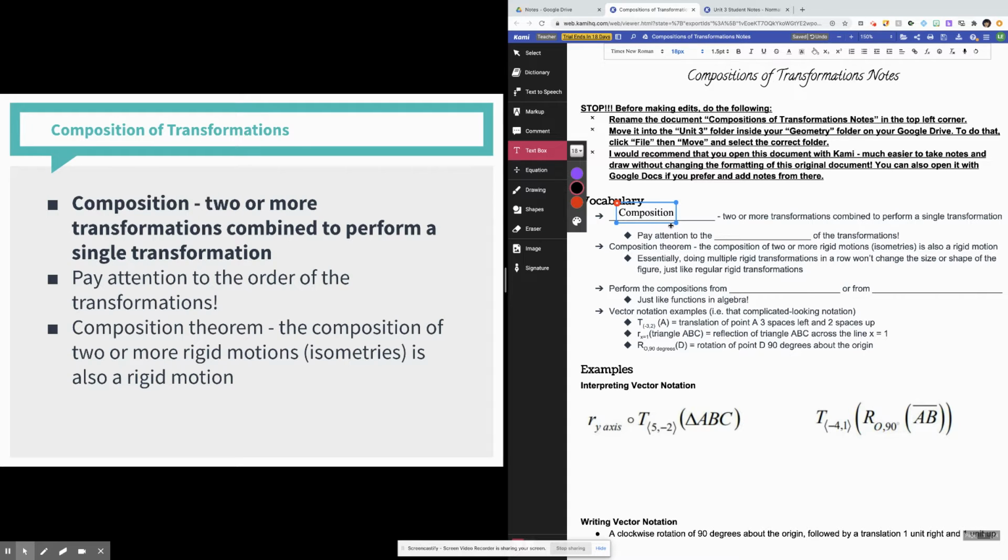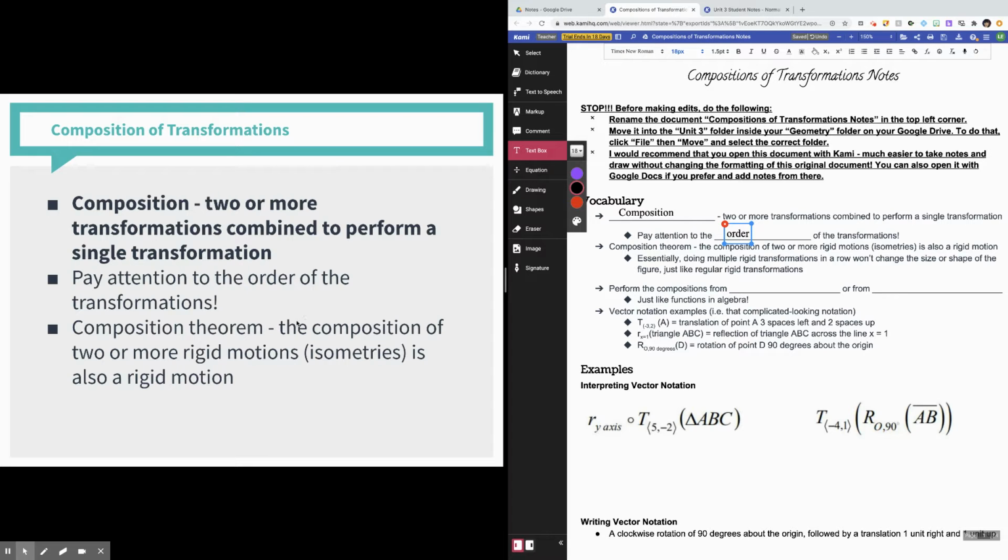Okay, so one of the things that you want to be careful about when you are doing compositions of transformations is make sure that you pay attention to the order of the transformations, meaning what order you do them in. So if you are supposed to do a rotation and then a reflection, that is usually different than if you do the reflection first and then the rotation. Most of the time the order will matter when you're doing compositions.